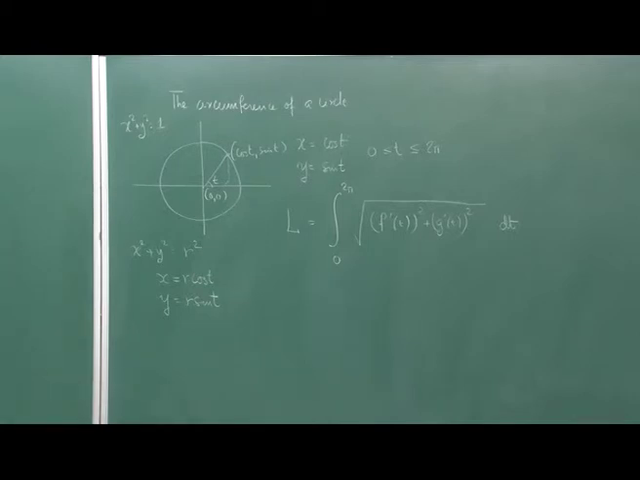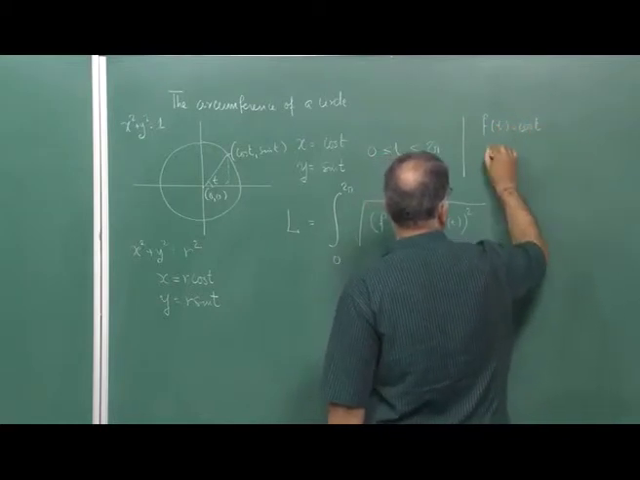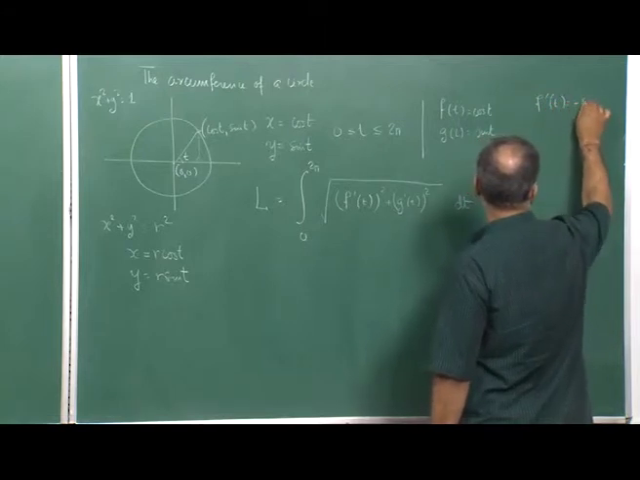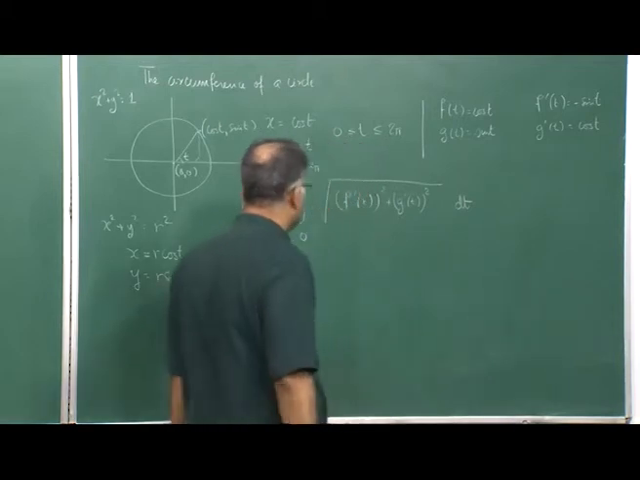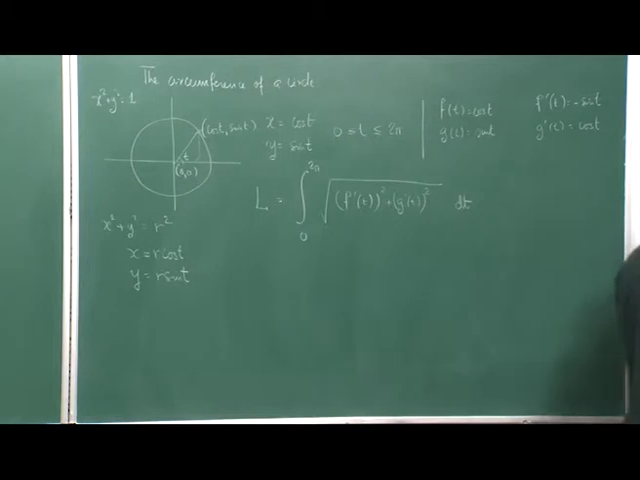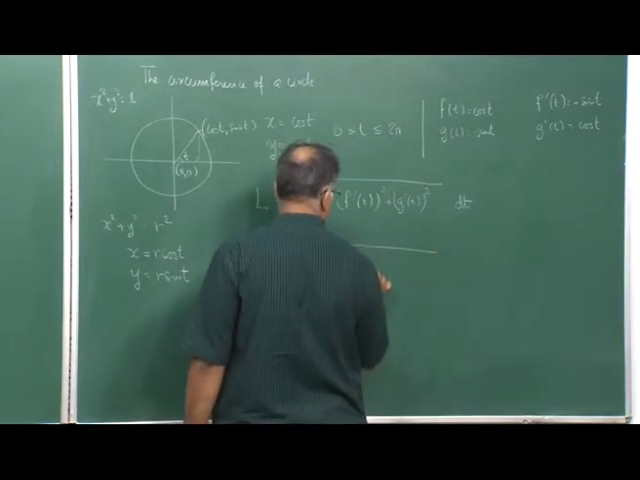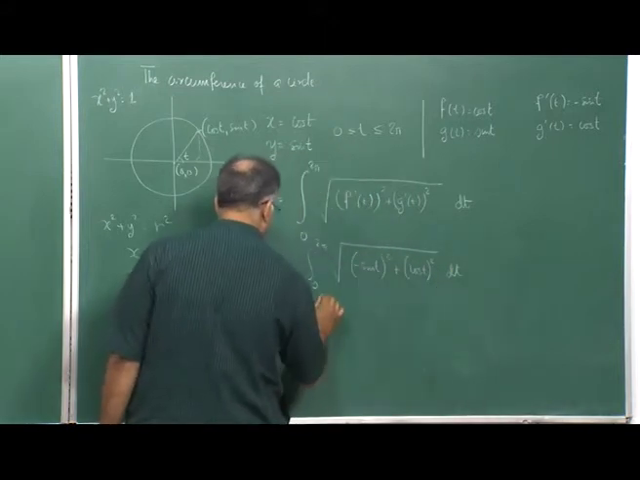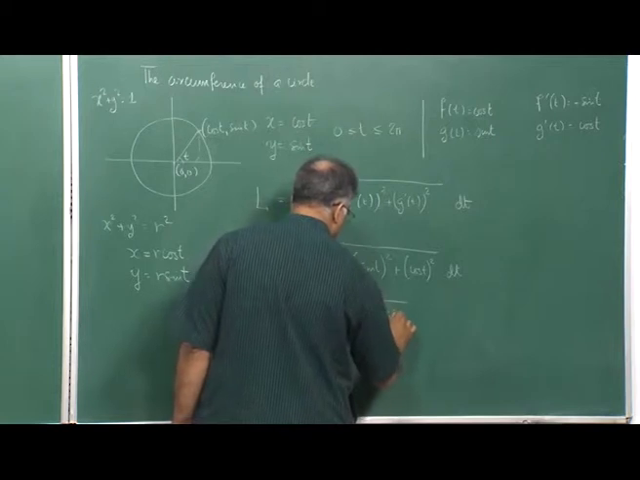Now, if I look at this situation, what is my f dash t? In this particular case, my f t is equal to cos of t and g t is equal to sin of t. So, here f dash t is equal to minus sin of t and g dash t is equal to cos of t. So, what do you get? You will get the integral from 0 to 2 pi of the root over minus sin t square plus cos t square dt, and that will become the integral from 0 to 2 pi of the root over sin square t plus cos square t dt.